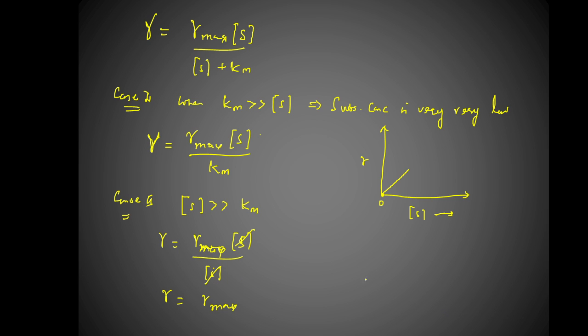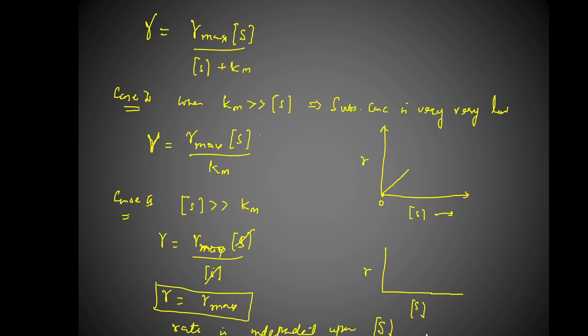So at high substrate concentration, I can plot a graph. This is R, this is S. When the concentration of substrate is high, then rate does not depend upon the substrate concentration. You can see over here in this equation there is no substrate concentration, means rate is independent of substrate concentration. Rate is independent of substrate concentration when the concentration of substrate is very high. This is the substrate concentration independent graph.